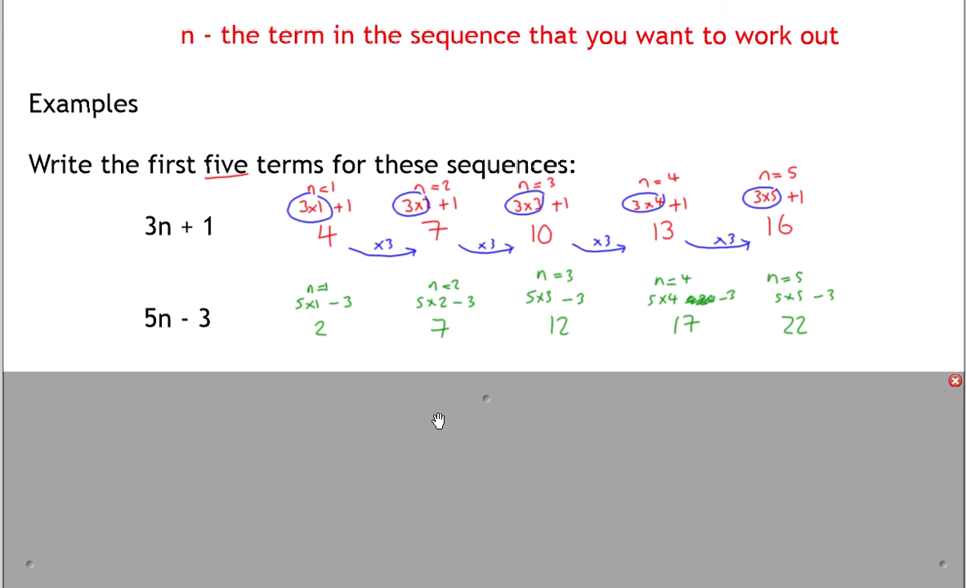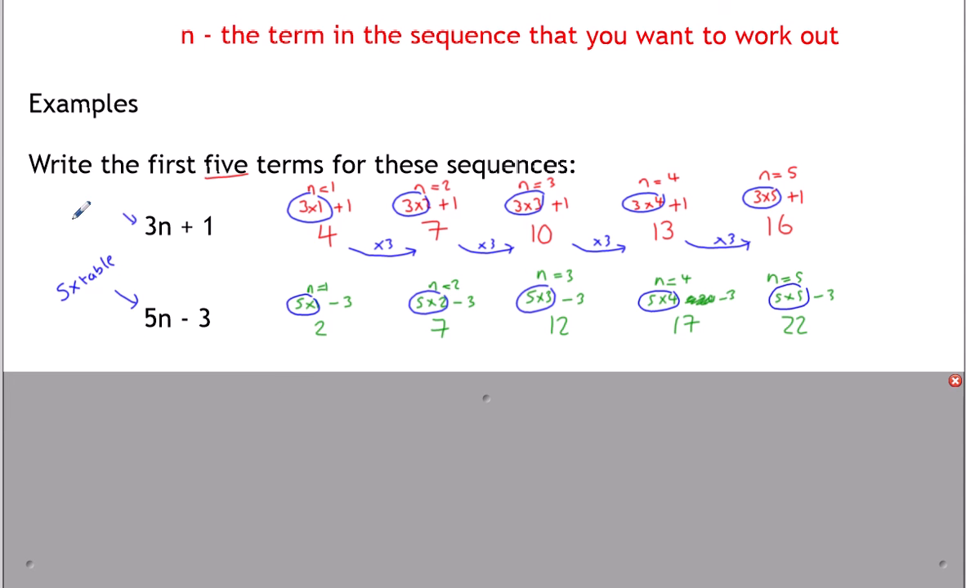So what am I doing? I'm doing the 5 times table: 5, 10, 15, 20, 25, and I'm taking away 3. So we can say that this is the 5 times table.